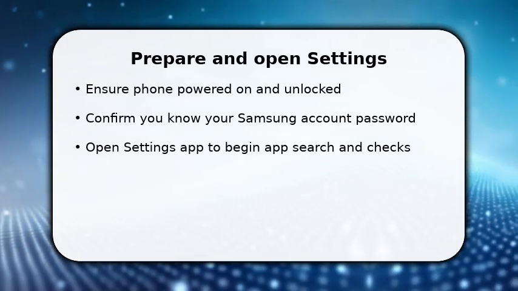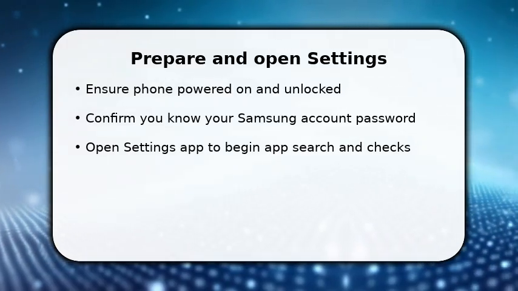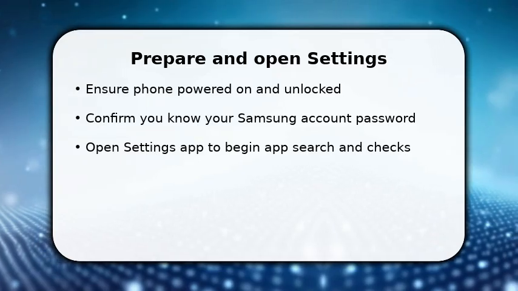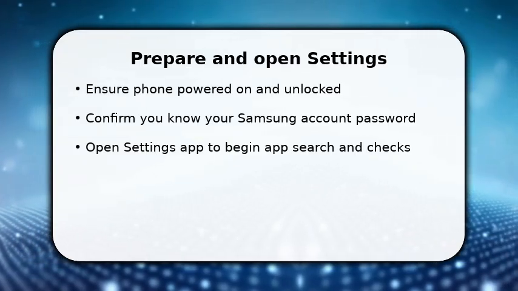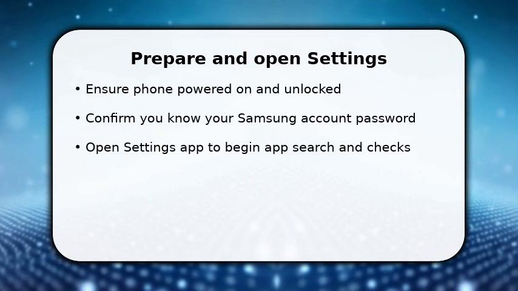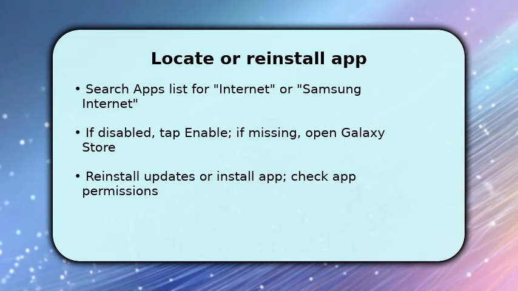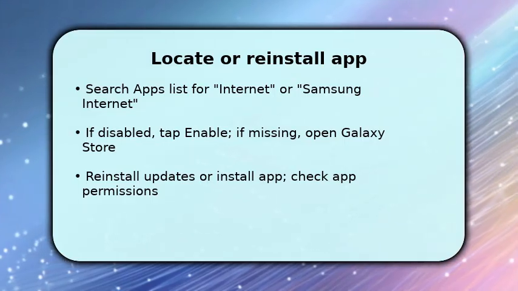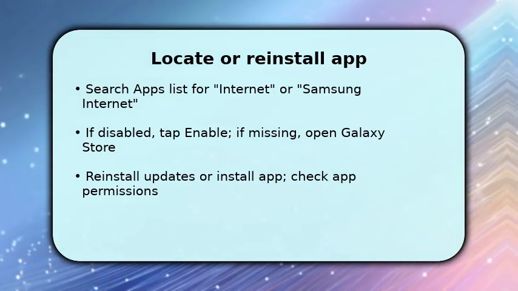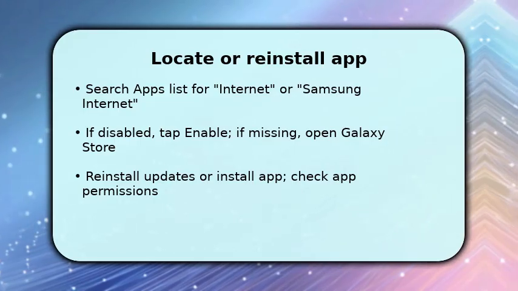Make sure to allow a moment for the apps list to load. If the list is long, use the search field inside Settings to type Internet and jump directly to Samsung Internet. Once done, you will either find Samsung Internet in the apps list or notice it's disabled or uninstalled. If it's disabled, tap it then Enable. This restores the icon and settings.